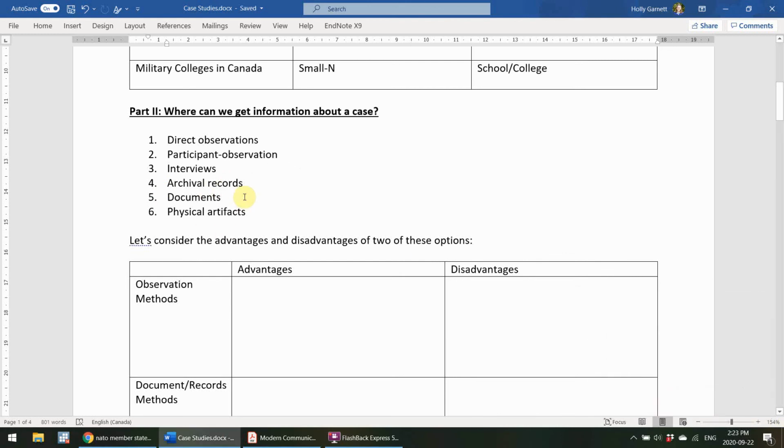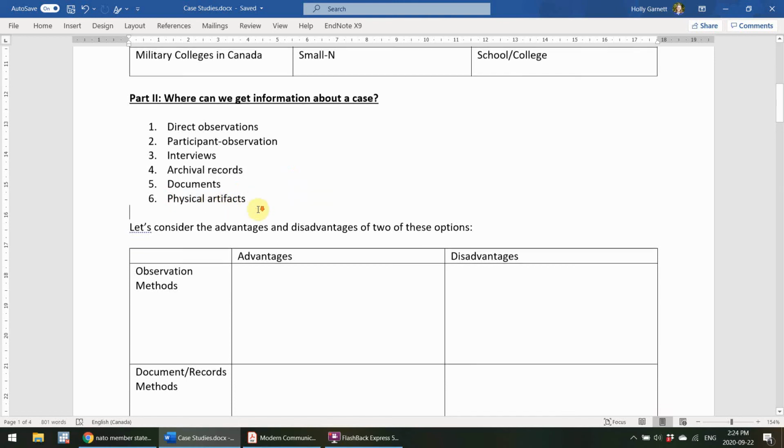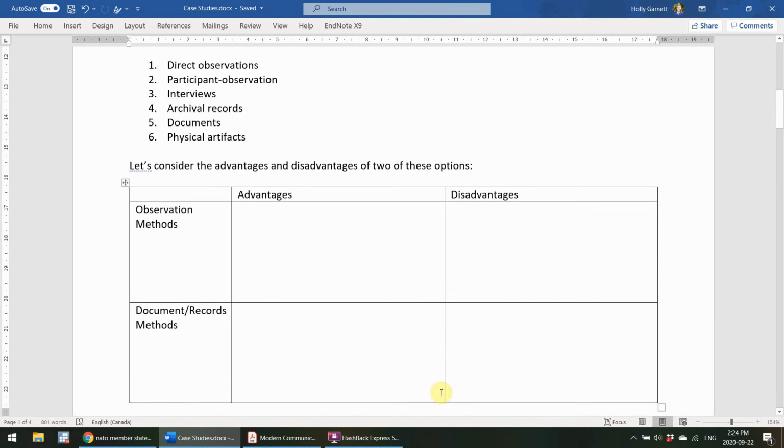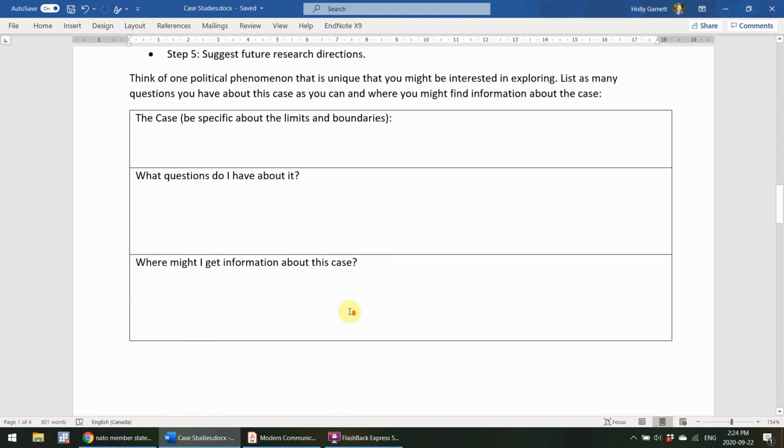Essentially, I could look at the report that Elections BC has put out. I can look at government policies. I could look at internal documents. Maybe not physical artifacts in this particular case, but definitely documentary records. So there's a variety of different ways I could go about doing that.